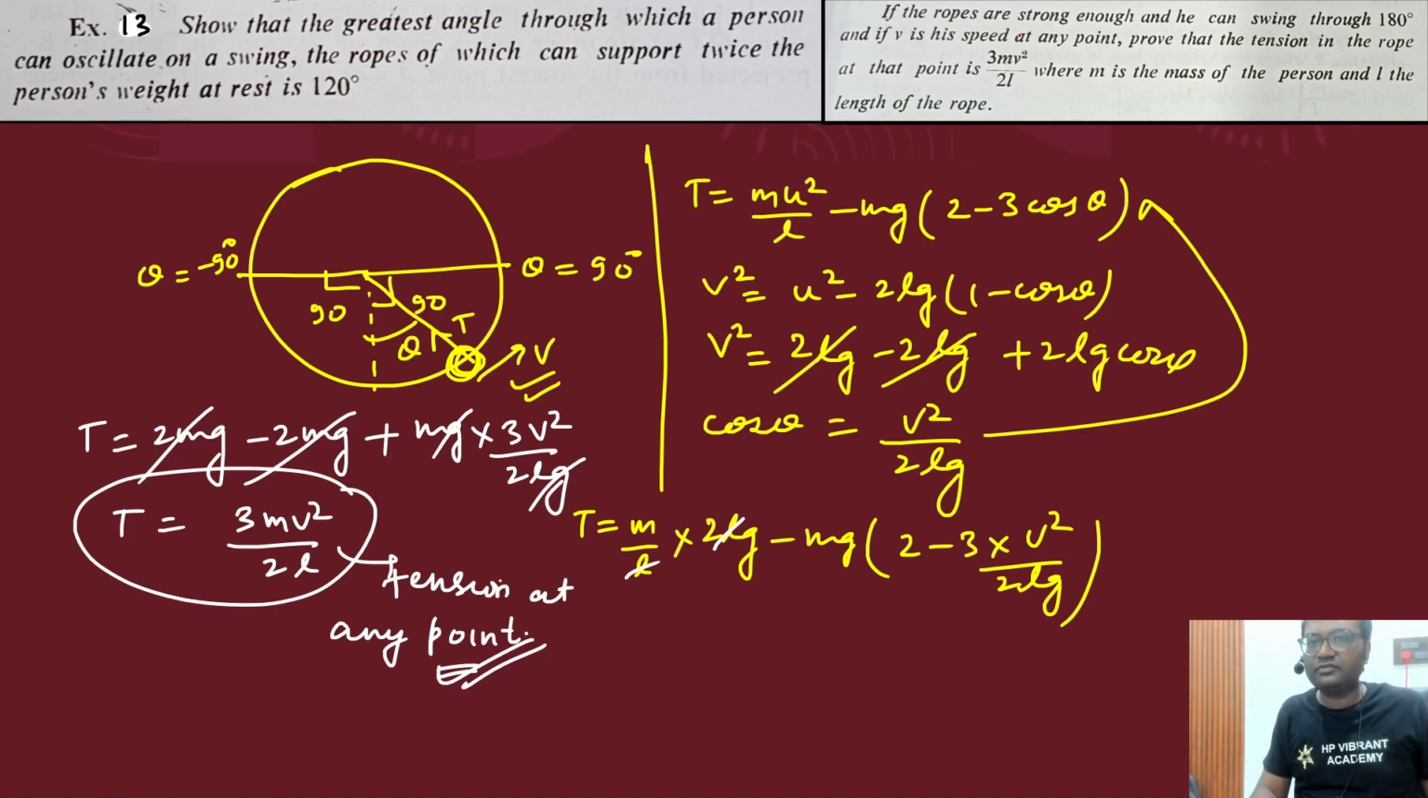What is asked in the question? If the ropes are strong enough and he can swing through 180 degree and v is his speed at any point, prove that the tension in the rope at that point is 3mv square upon 2l, where m is the mass of the person and l is the length of the rope.